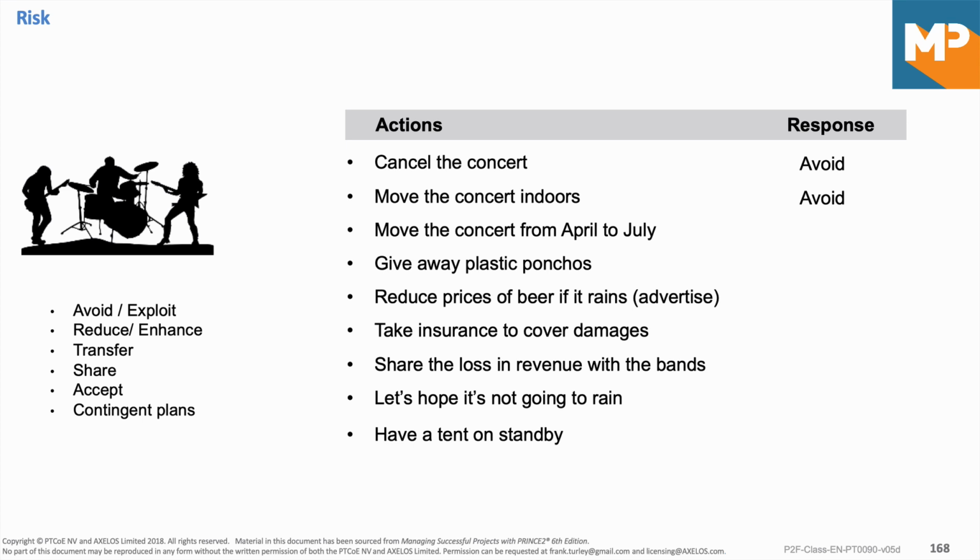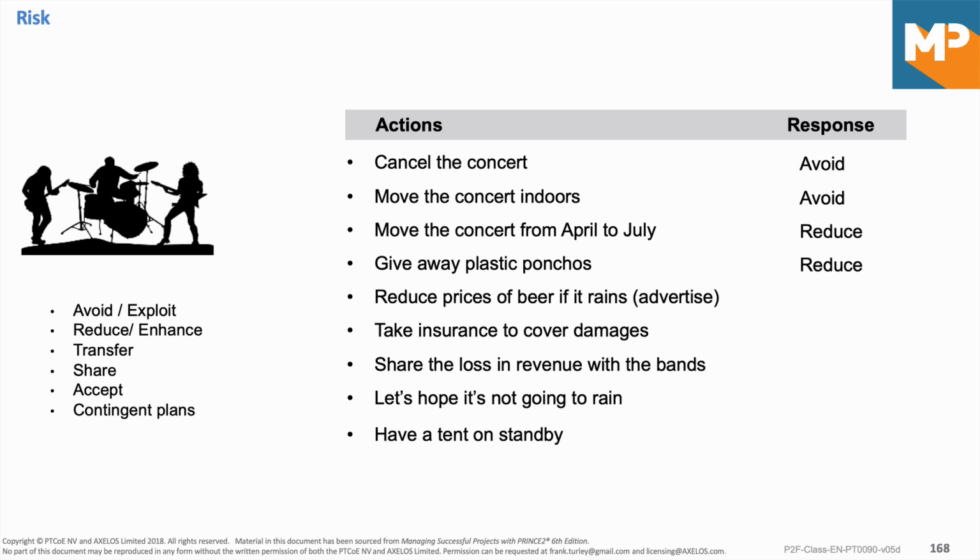Then move the concert from April to July because it's 2.5 times less likely to rain in July. And even if it does rain, it's usually warmer, so people don't mind. So that's reduce the likelihood of the risk happening. The next one is give away plastic ponchos. So if it does rain, then people won't be affected so badly. So we reduce the impact on the people, which reduces the impact on the project. So we call that reduce.